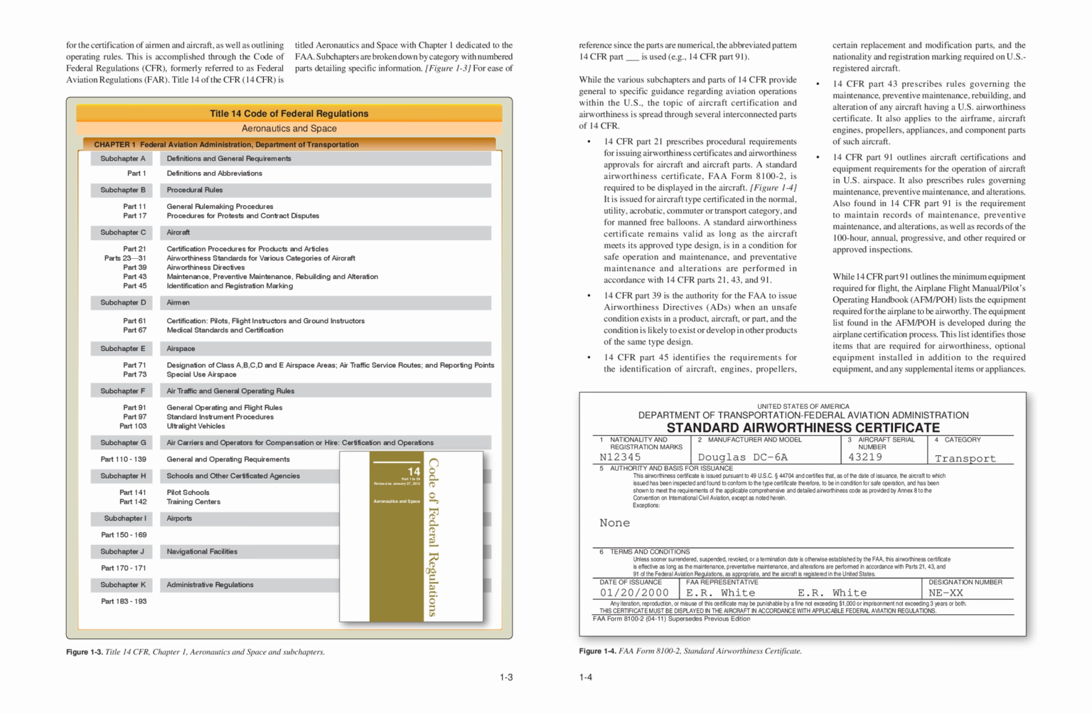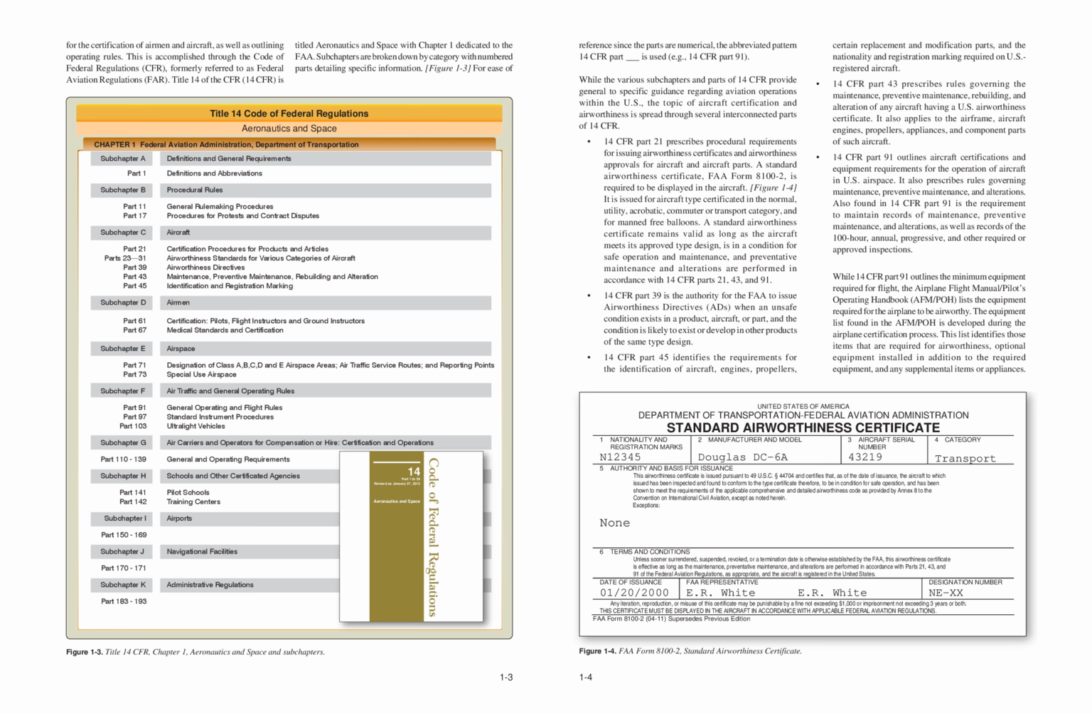Identification and registration. Marking. Subchapter D. Airman. Part 61. Part 67. Subchapter E. Certification, pilots, flight instructors and ground instructors. Medical standards and certification. Airspace. Part 71. Part 73. Designation of Class A, B, C, D in the airspace areas, air traffic service routes, and reporting points. Special use airspace. Subchapter F. Air traffic and general operating rules. Part 91. Part 97. Part 103. Subchapter G. Part 110 to 139. General operating and flight rules. Standard instrument procedures. Ultralight vehicles. Air carriers and operators for compensation or hire, certification and operations. General and operating requirements.